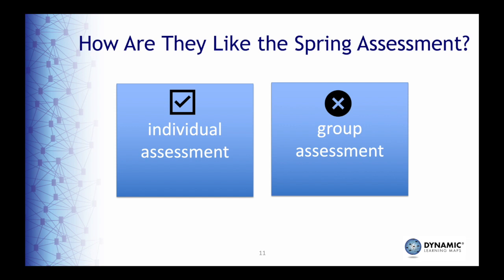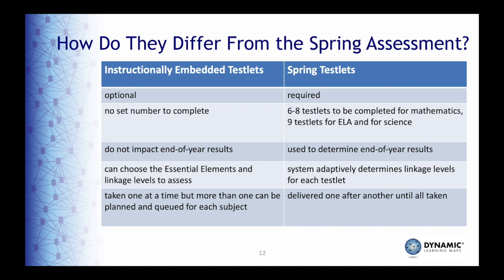Even among a class of students of the same grade being assessed on the same set of essential elements, students will take testlets at varying linkage levels and are not likely to all have the same testlet or need the same directions. Students who participate in the alternate assessment often have support needs that require one-on-one interaction, not conducive for group administration. Instructionally embedded assessments are optional. Therefore, no set number of testlets to complete is necessary.